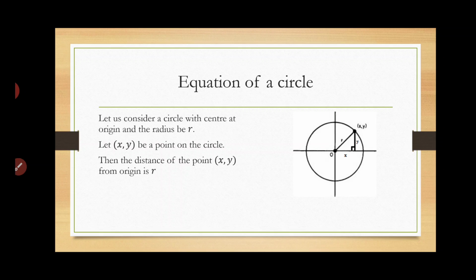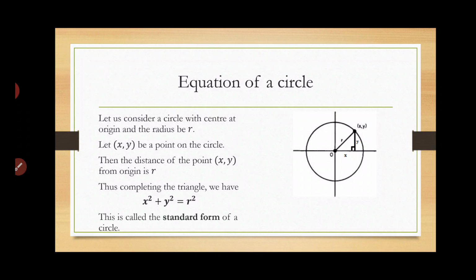Now, if I drop a perpendicular from that point on the x-axis, you can see the perpendicular distance is your y, and the distance from the origin to the foot of the perpendicular is your x. So it completes a right angle triangle. Therefore I can write x square plus y square equals r square. This is called the standard form or the simplest form of equation of a circle. Obviously in this case you have to remember that the center of the circle is at origin.